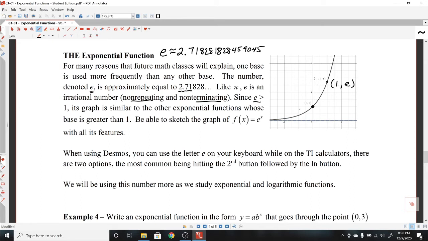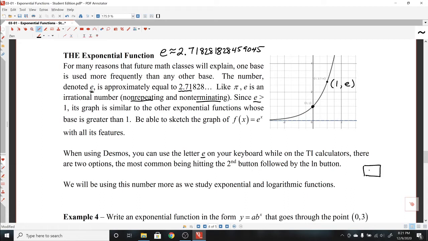Desmos wouldn't put the e in there, so they had to call it 2.7. It's got a horizontal asymptote as x approaches negative infinity. It goes off to infinity as x approaches positive infinity. Always increasing, always continuous. All right, when you're using decimals, if you want to graph it, just use the e on the keyboard.